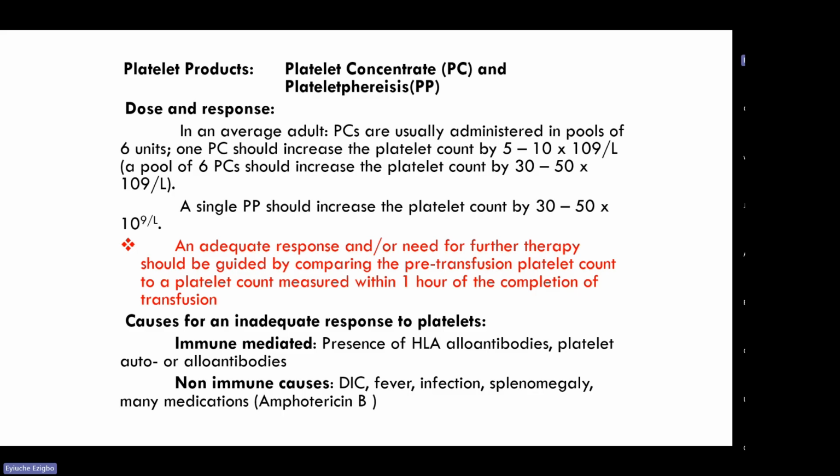Causes for an inadequate response to platelets. Sometimes when we give platelets, we find out that the anticipated increase we are hoping for, our target increase, we're not able to achieve. There are some causes to that. It may be immune mediated, as a result of an immune mediated response, presence of HLA alloantibodies, platelet auto or alloantibodies. It may be non-immune, due to DIC, fever, infection, splenomegaly, or other medications.